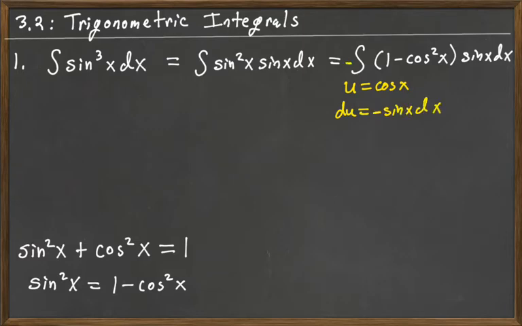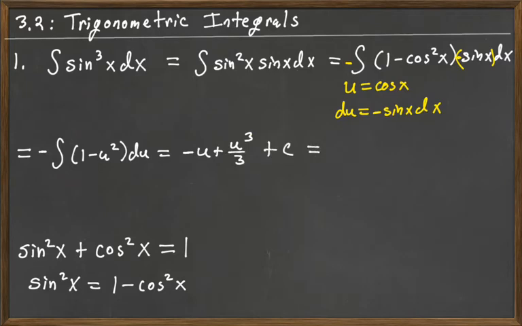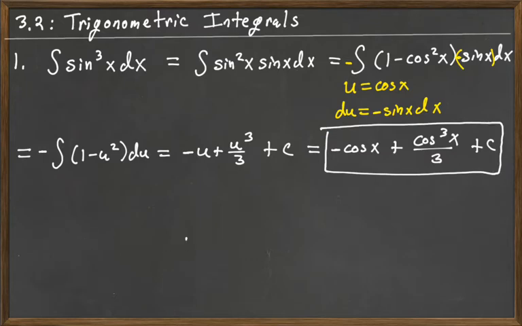So in order to get an exact match, we're going to go ahead and introduce two negatives so that they offset each other. You have the negative in the front of the integral, which is going to offset the negative on the sine of x that we've introduced there. So we have a nice clean substitution. It's going to be negative integral of 1 minus u squared du. So it's going to be negative u plus u cubed over 3 plus the constant of integration. So it's negative cosine of x plus cosine cubed over 3 plus constant of integration.